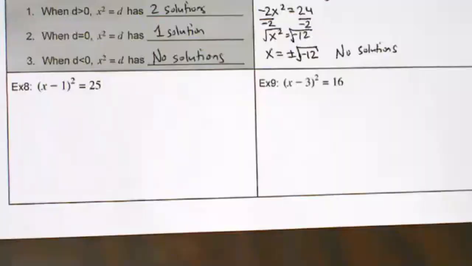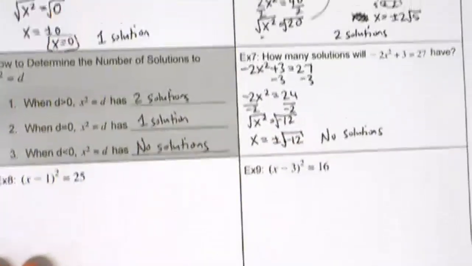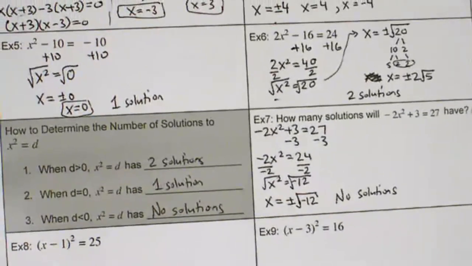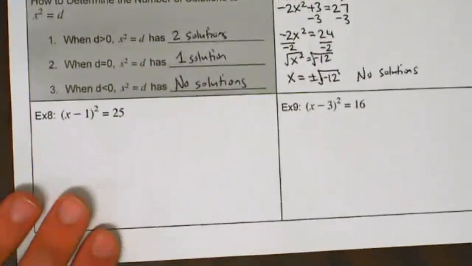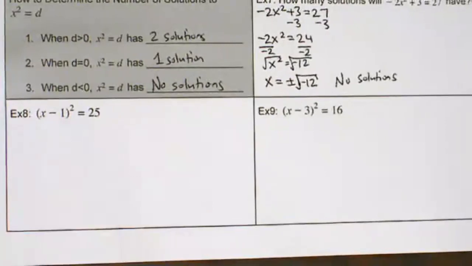All right, we're on to another video for section 9.3. We're going to take a look at a few more examples here. In particular, we're looking at examples where we have a little bit different thing that we're taking a square root of. In our previous examples, we would end up with x squared, and then we would take the square root of it. But this time, instead, we have x minus 1 squared equals 25. And we want to see how we can solve this.